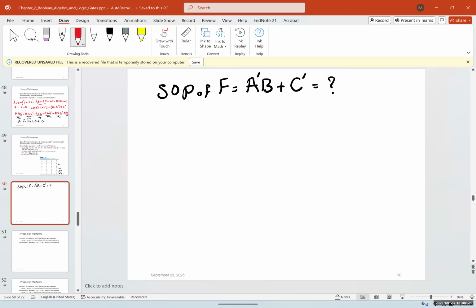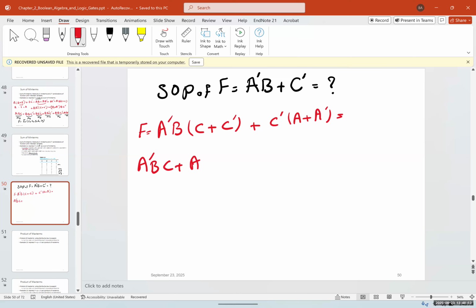Did anyone solve it? No. So f would be equal to a prime b, and it's missing c. So I'm going to add c plus c prime. And c prime is initially missing a, so I'm going to add a plus a prime. And therefore, we're going to have a prime b c plus a prime b c prime plus a c prime plus a prime c prime.